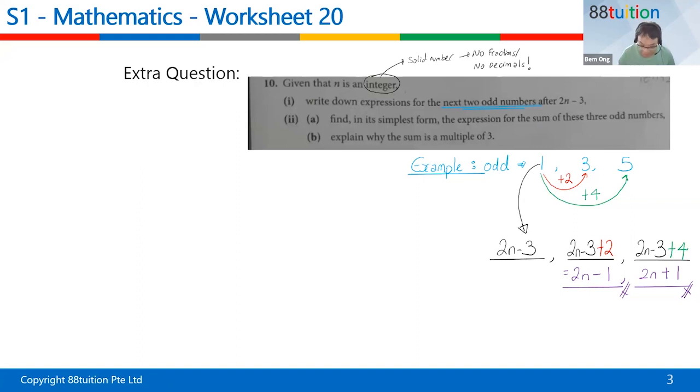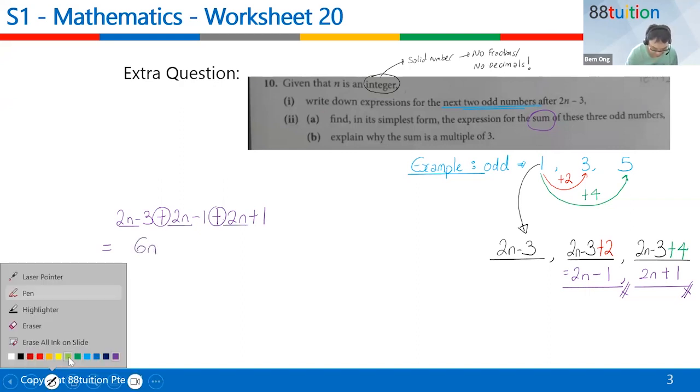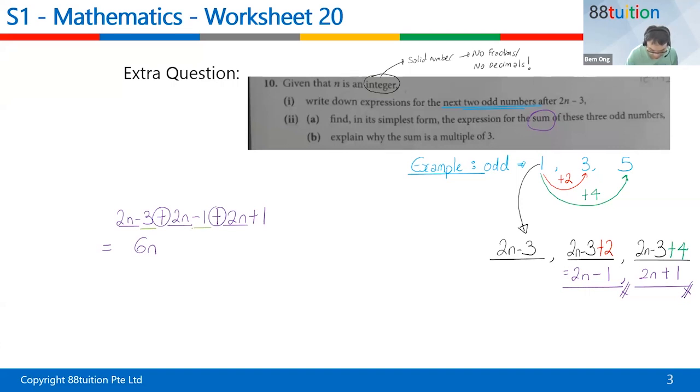Part (ii)(a). Find in the simplest form the expression for the sum. What's the meaning of sum? Of the three odd numbers. So the first one is 2n minus 3, plus the second one is 2n minus 1, plus the third one is 2n plus 1. You are talking about the sum of the three odd numbers, so you add them together. You have 2n plus 2n plus 2n is 6n. Then you have minus 3 minus 1 plus 1. Minus 3 minus 1 is minus 4. Minus 4 plus 1 is minus 3.